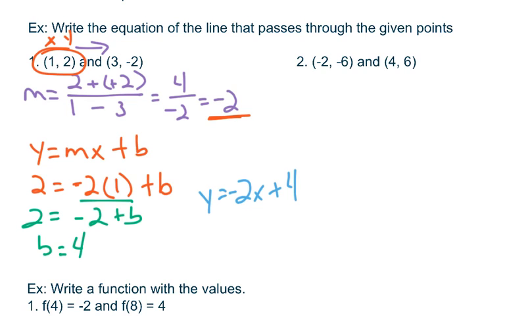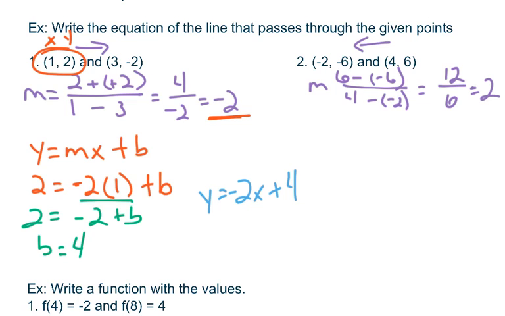Okay, do another one. Number 2 here. Negative 2, negative 6, and 4, 6. So I'm going to go this way this time when we find our slope. So it's going to be 6 minus negative 6 over, let's see, 4 minus negative 2. Remember, it's y's over x's. 6 minus negative 6 is positive 12. 4 minus negative 2 is 6. 12 divided by 6, that would be 2.